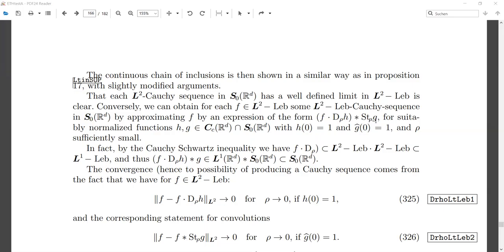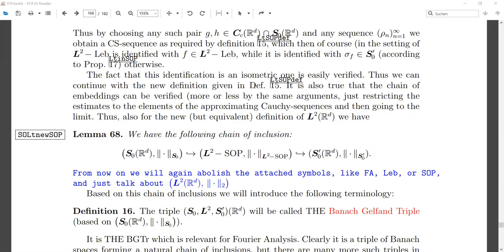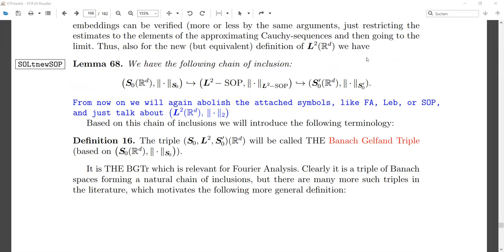So we can say, well, by the abstract argument with the completion, S0 with the L2 norm has a completion, which in the spirit of Lebesgue integration will be L2 Lebesgue, and in the spirit of our approach is just the SOP version, and that's how we can get this. I don't think it's very reasonable to even bother you with many more technical details.